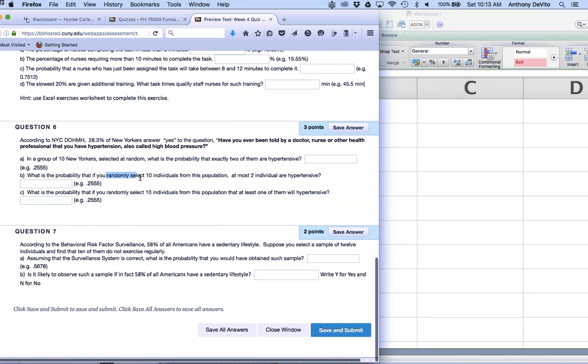What's the probability if you randomly selected 10 people from this population? At most, 2 individuals are hypertensive. So at most would mean 2, 1, or 0, which we've already calculated, right? So at most 2 would be 2, 1, or 0. So it's kind of like a word problem. What's the probability of randomly selected 10 individuals in the population, at least one of them will be hypertensive? So at least one would be 1, 2, 3, 4, everything but one. At least one would be everything but 0.